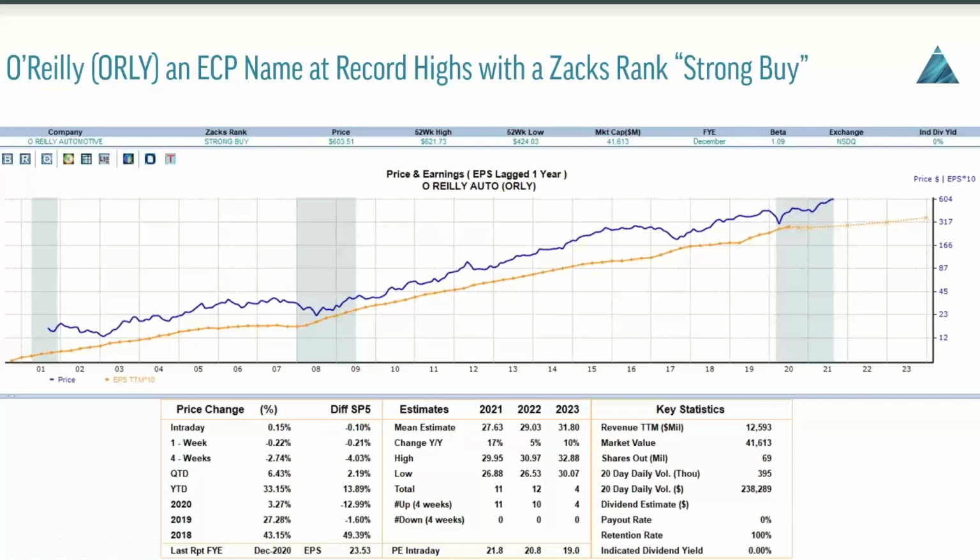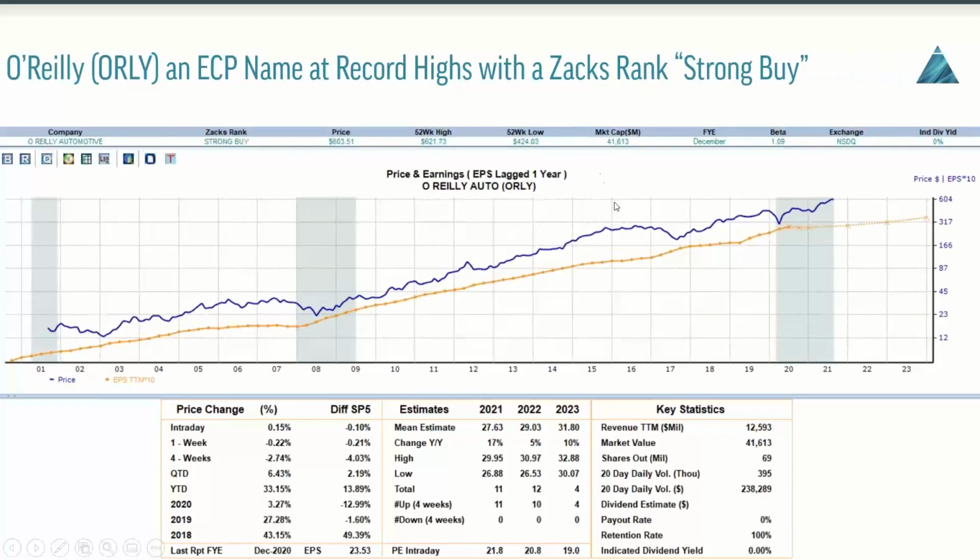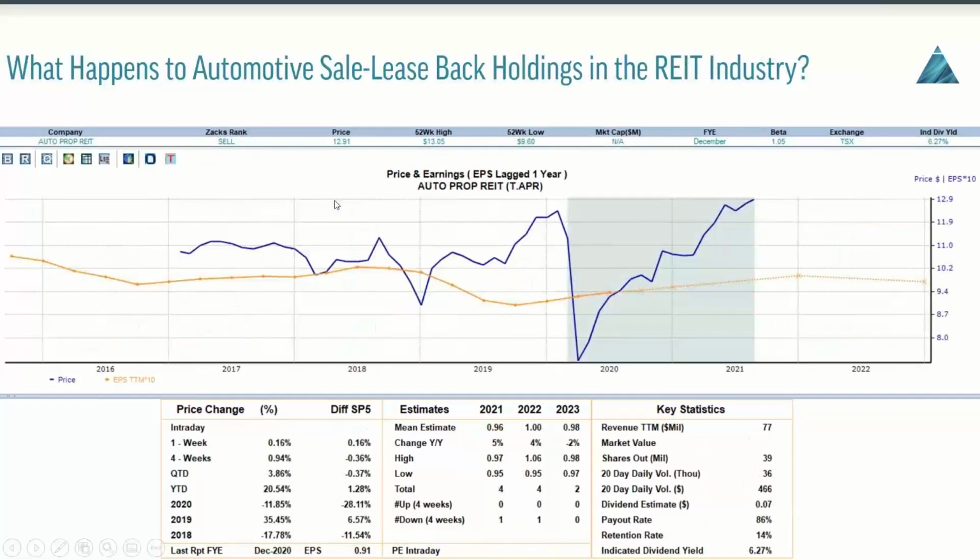The next one, right? O'Reilly, another ECP name. Again, this has a Zacks rank strong buy. I mean, this is pretty significant. Only 5% of stocks in our coverage universe are going to have a strong buy. Again, same story as AutoZone, right? Record highs. O'Reilly, record highs. Zacks rank strong buy. AutoZone, Zacks rank buy. Are we surprised? We shouldn't be.